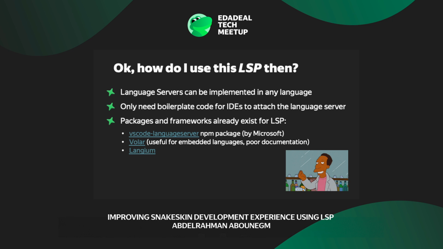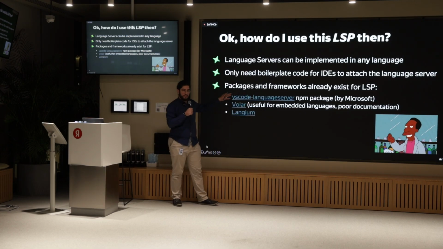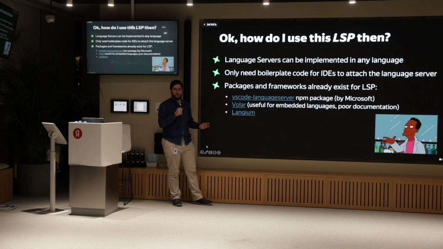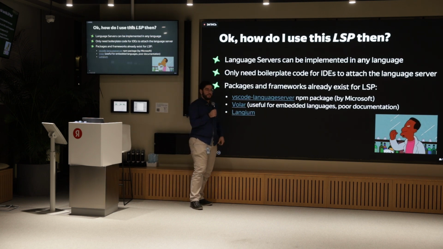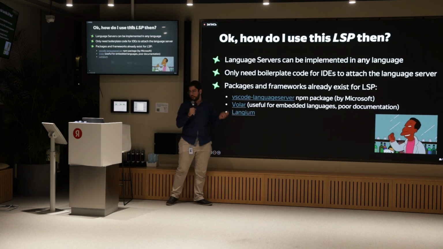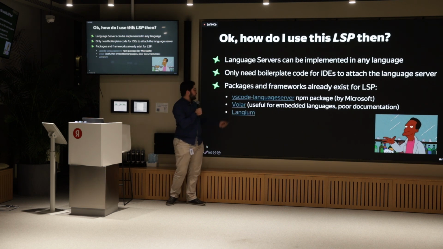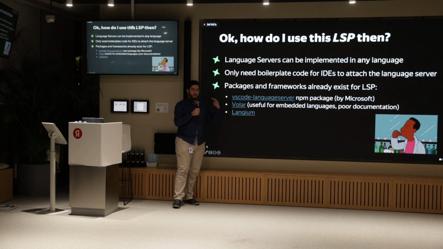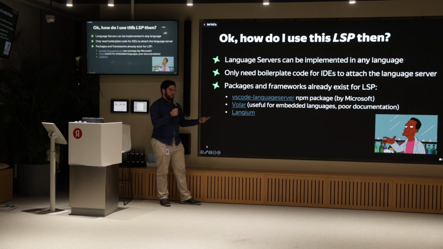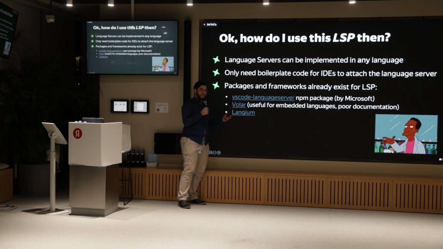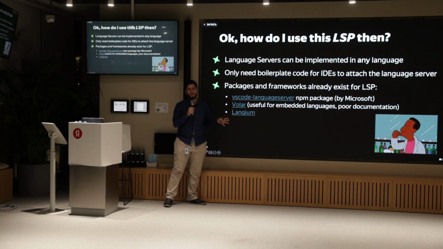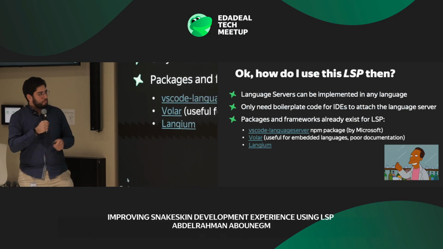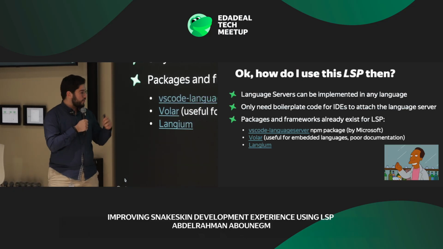For example, VS Code Language Server by Microsoft, and many other frameworks that basically build on top of this one, because this is the one that implements the basic protocol. So there is no point in re-implementing it from scratch. That's the actual implementation, so all of the other packages are built on it. For example, there is Volar, which, if you've used Vue.js, you know that the new extension version was called Volar, but then they abstracted it to a framework for developing extensions in general for embedded languages. But it has very poor documentation. It's not easy to use.